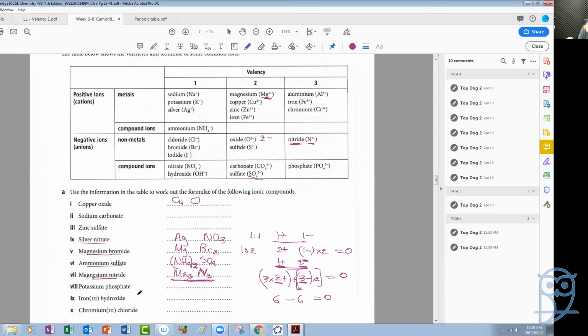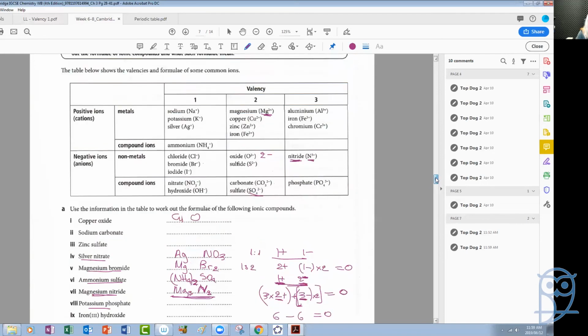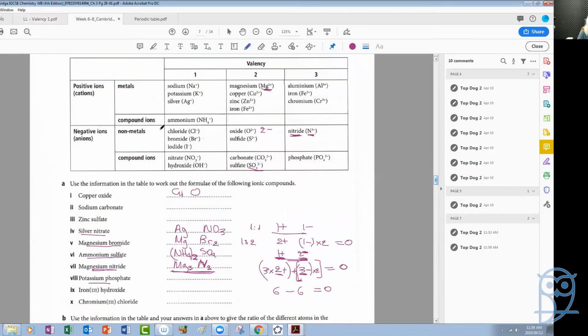What else can we write? No, the others are all more simple. The magnesium nitride, I think, was the hardest to write here. Potassium phosphate. Let's write the potassium sulfate. No, yeah, phosphate, not sulfate. Potassium phosphate. Where is the potassium? Here's the potassium. Potassium, and the phosphate is here. It's an ion with a charge -3.